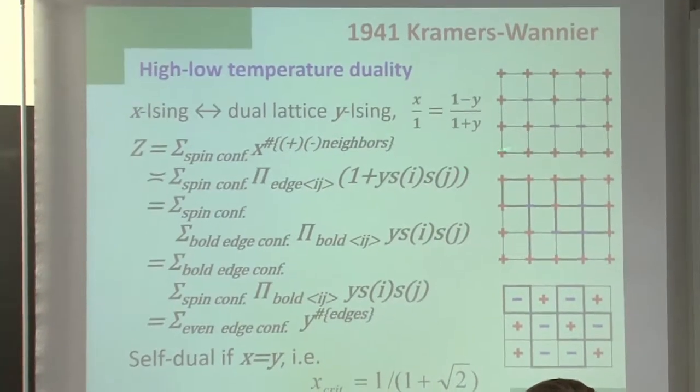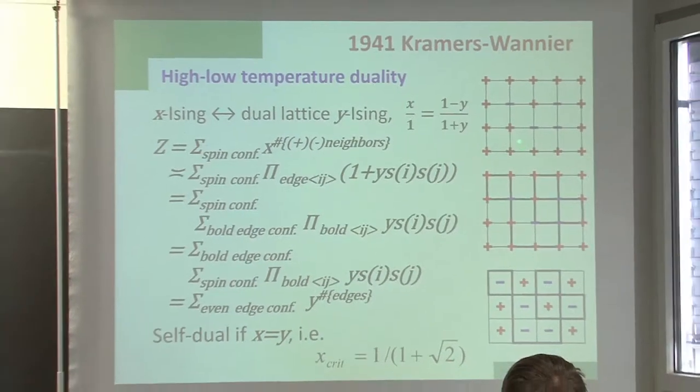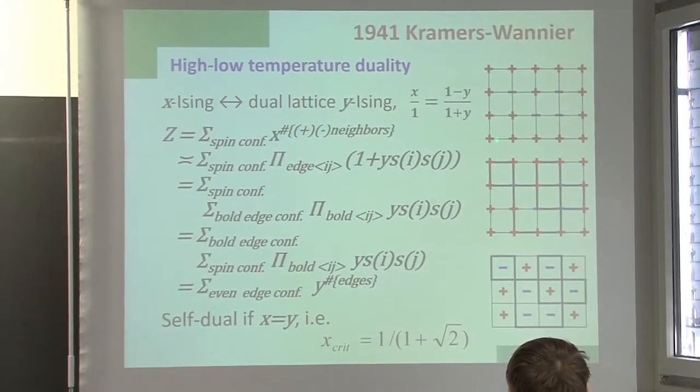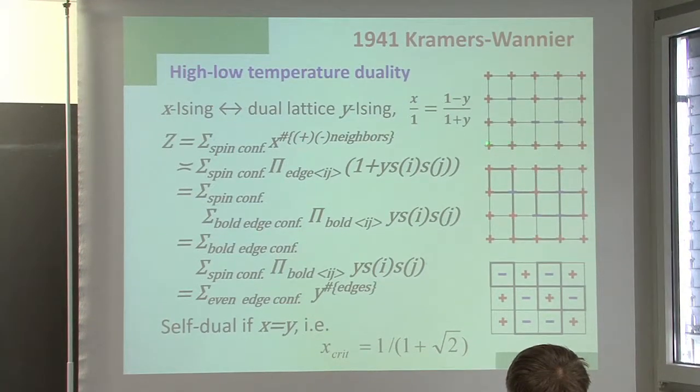And then what is the contribution of one bond in the Ising model? If spins are different, it's equal to x. If spins are the same, it's equal to 1. There are only two possible values, x and 1. Or if you write in terms of spins, it's exponent beta and exponent minus beta. If there are only two possible values, you can always find y such that these values are proportional to 1 minus y and 1 plus y. You just solve this equation, which is quadratic in y.